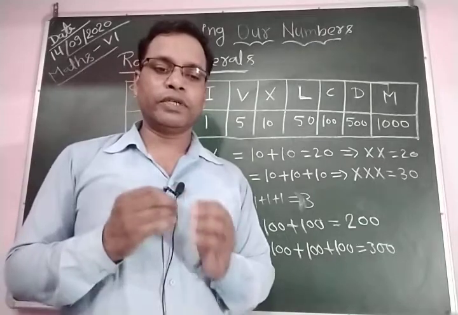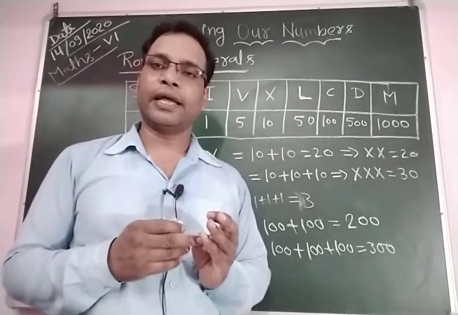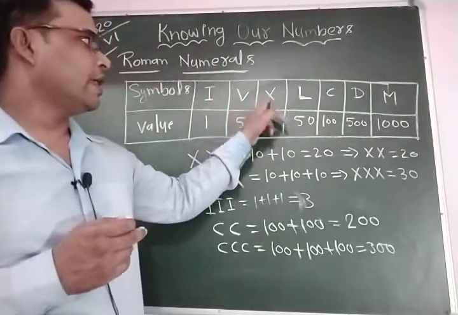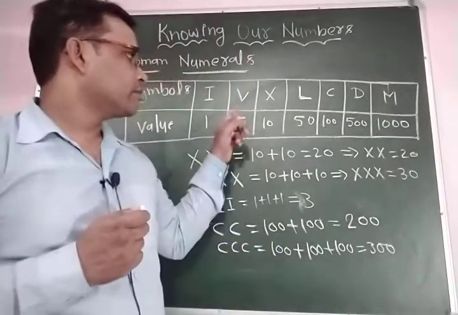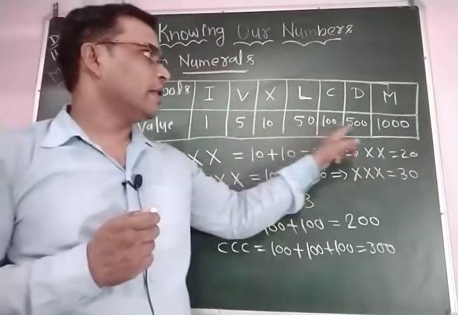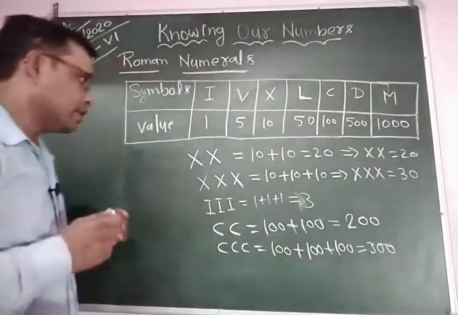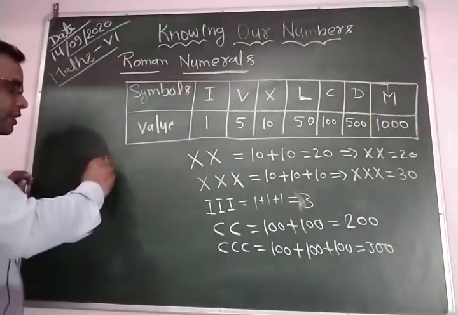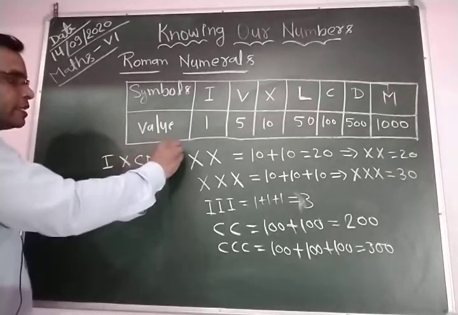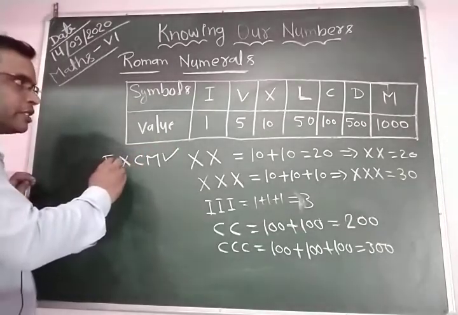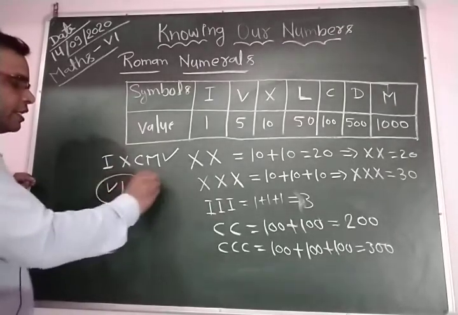Which symbols can be repeated? I, X, C and M. These symbols can be repeated. And V, L, D are never repeated. So the repeated symbols are I, X, C, M, and the non-repeated symbols are V, L, D. These symbols are never repeated.